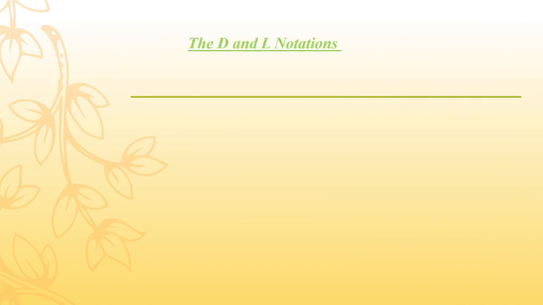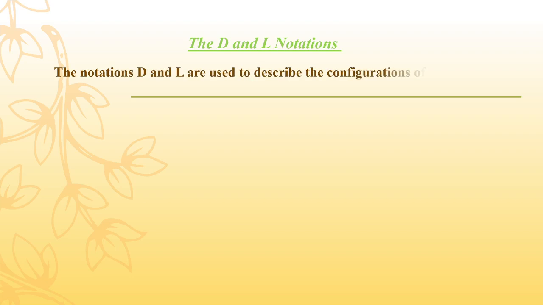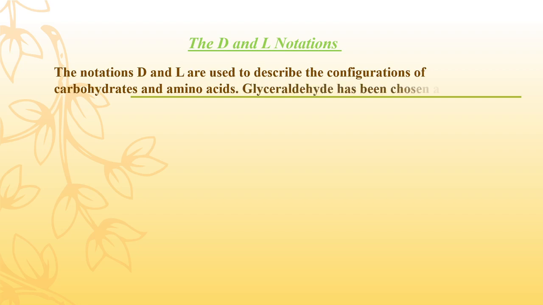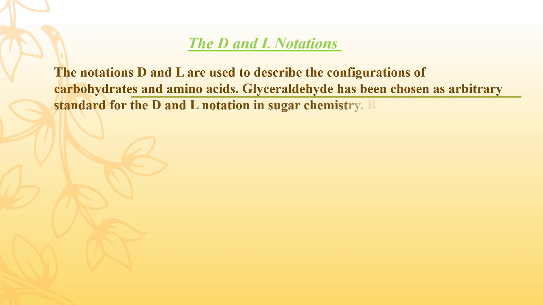The D and L are the notation or configuration used for carbohydrates and amino acids. The D and L are used to describe the configuration of carbohydrates and amino acids. Glyceraldehyde is the simplest carbohydrate molecule. In glyceraldehyde, there are 3 carbons and it is a chiral compound. Therefore, the first simplest molecule of carbohydrate is glyceraldehyde.